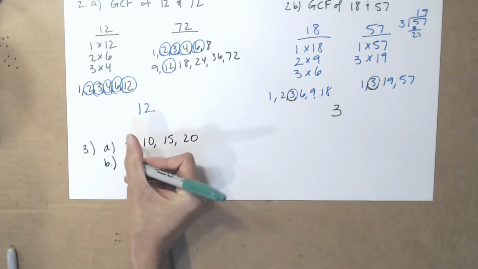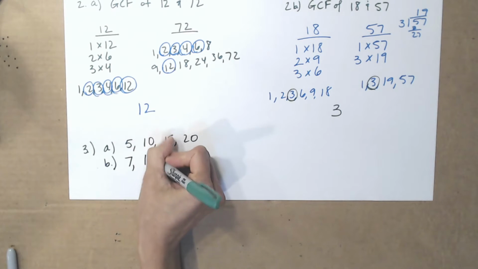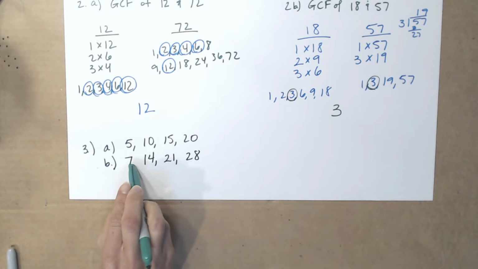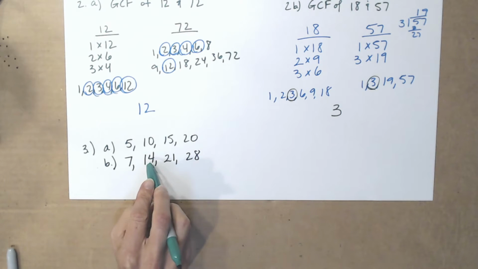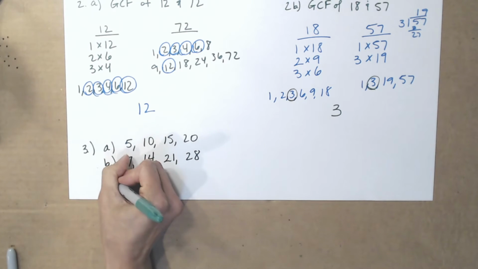Letter B, we're counting by 7s. We're doing multiples of 7. So 7, 14, 21, 28. Think of your math facts. 7 times 1 is 7. 7 times 2 is 14. 7 times 3 is 21. 7 times 4 is 28.